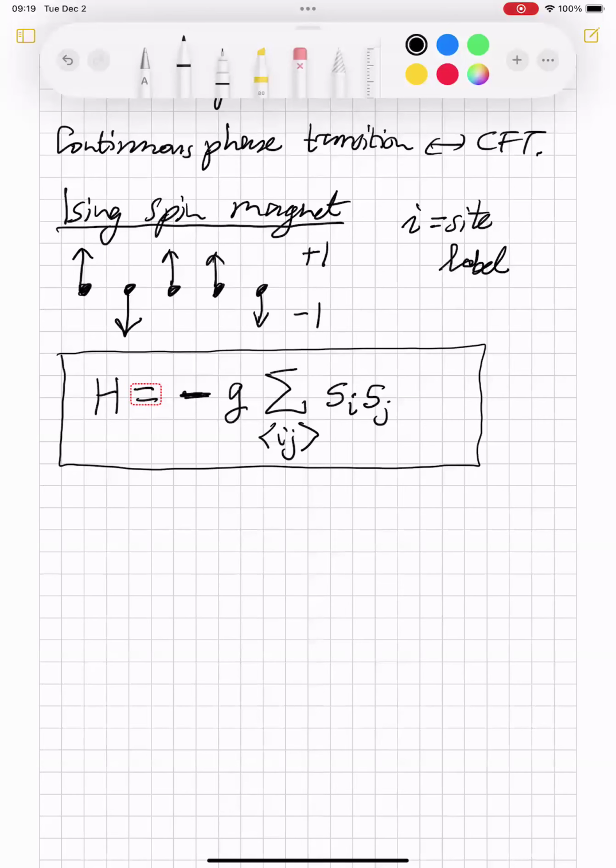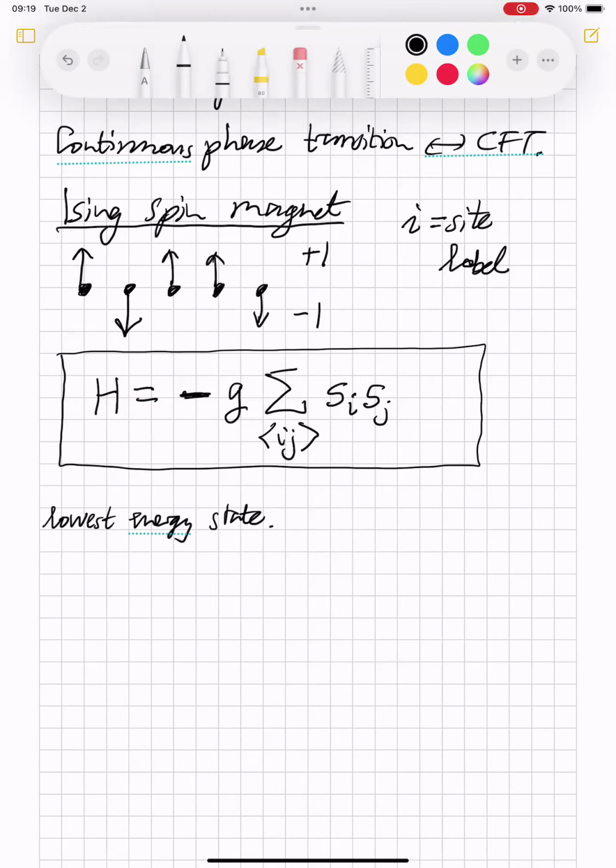Okay, so let's just think a little bit about the state that we can have of our spin magnet. The first thing that we might ask is, well, what is the lowest energy state? And that'll be the state that minimizes the Hamiltonian. And in fact, there are two such states.